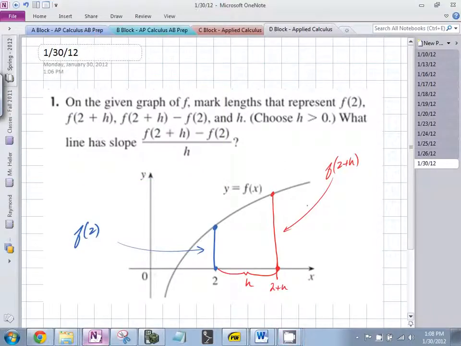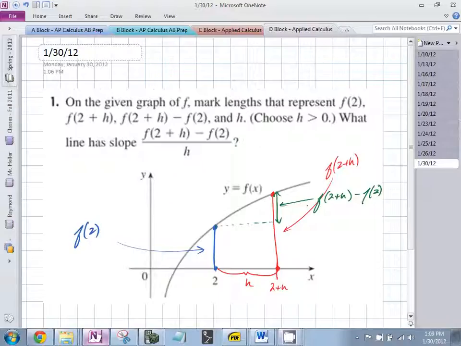You're going to go straight across like this, and this distance right here represents f of 2 plus h minus what? f of 2, right there. So the green represents f of 2 plus h minus f of 2. And then it says, what line has that slope? Can you draw that line for me?